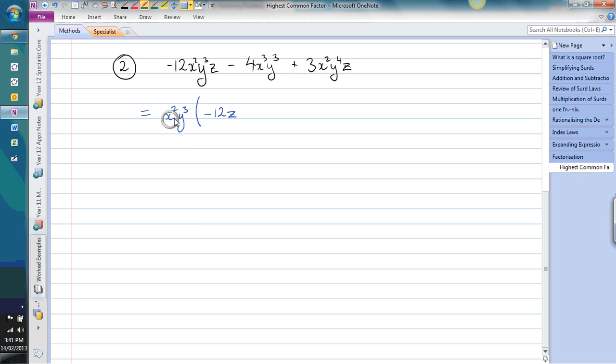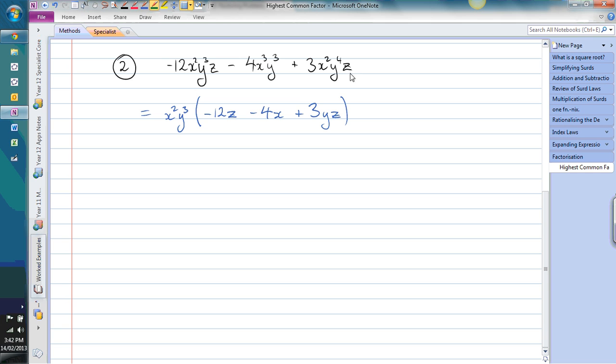Next up, I've factorised out an x squared and a y cubed from this term. What's left over? Well, there's a negative 4 that didn't get factorised out, and there's an x that didn't get factorised out. Finally, this last term, we've said x squared y cubed has been factored out, so I'm just left with a 3, x squared's gone, the y to the 4, I've factored out a y cubed, so there's one y left over, and there's a z.